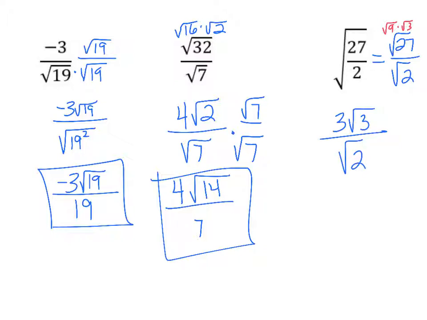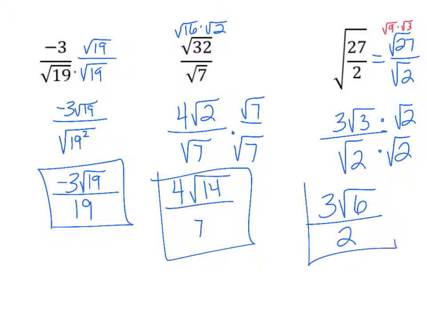Now I'm ready to rationalize. Multiply by itself, top and bottom. I'm left with a 3 square root of 6 over 2. Nothing reduces. I'm done.